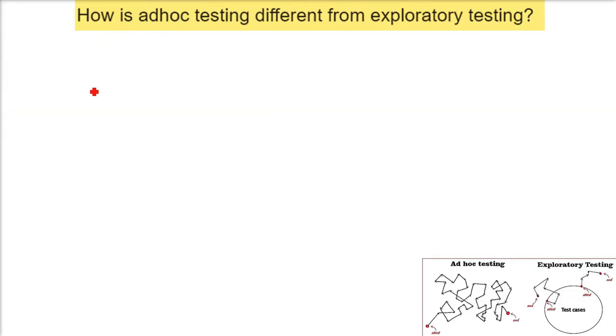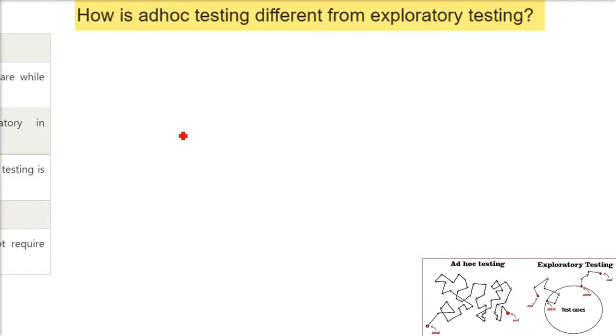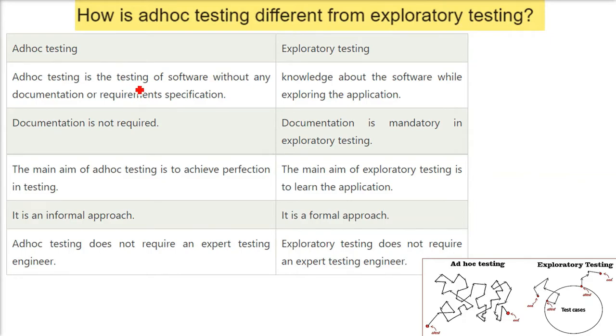How is ad hoc testing different from exploratory testing? See, exploratory testing is learning testing. In ad hoc testing, you test in order to break the system or software after all the testing is done. Exploratory testing is starting from scratch and trying to learn the software by testing. Ad hoc testing is the testing of software without any documentation or requirement specification. In exploratory testing, you gain knowledge about the software while exploring the application, step by step, learning the software while testing. Because when we go on a way and we don't know the path, we say we are exploring. So we learn the software by means of this testing, and that is called exploratory testing.